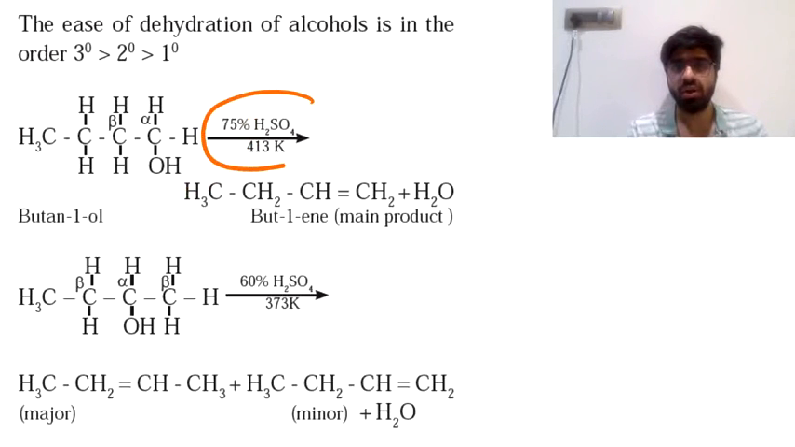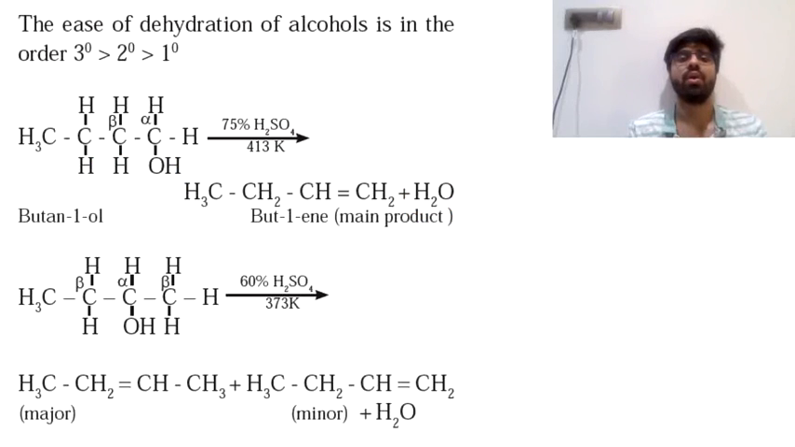Now butan-1-ol, 75% H2SO4. So 1, 2, 3, 4 carbon atoms. Butan-1-ol means OH is on the first, that is the terminal carbon atom. OH can come out along with the H here, and the double bond is getting formed between the two carbon atoms here. So that will give you the compound which looks like this. The double bond between the two carbon atoms here, this part remaining the way it was over here. So this is but-1-ene and the H2O which came out from here.